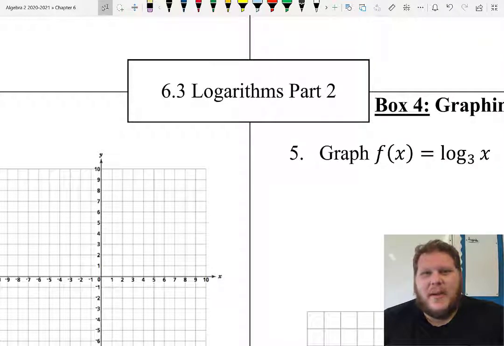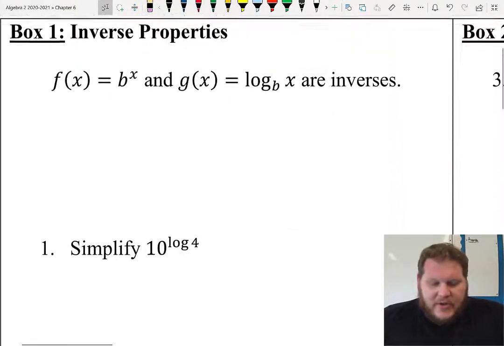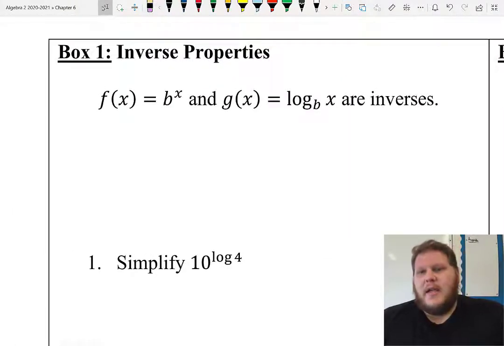Hey guys, today we're looking at part two of 6.3, all about logarithms. In this part, we've got two main ideas: looking at logarithms being inverses of exponentials, and then we're also going to get into graphing with our boxes 3 and 4. Like I talked about in part one, logarithms are basically just the inverse of an exponential, just the opposite or the reverse of an exponential, which is what we're going to be starting with today.